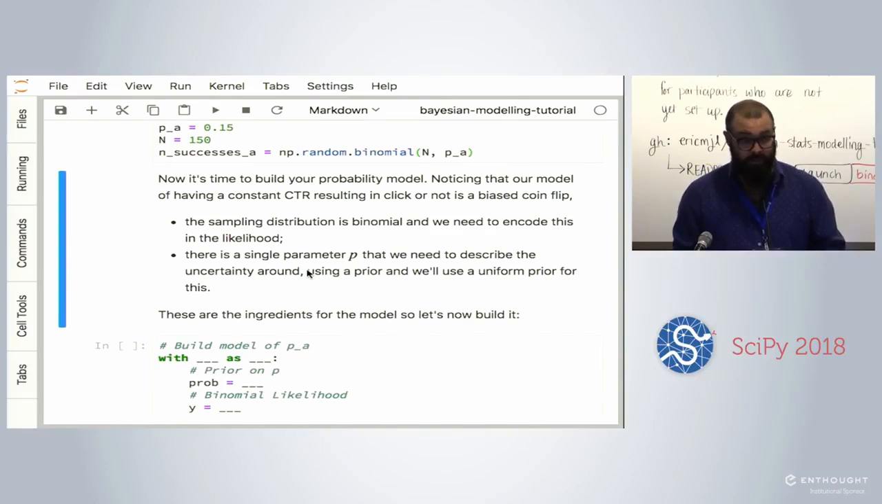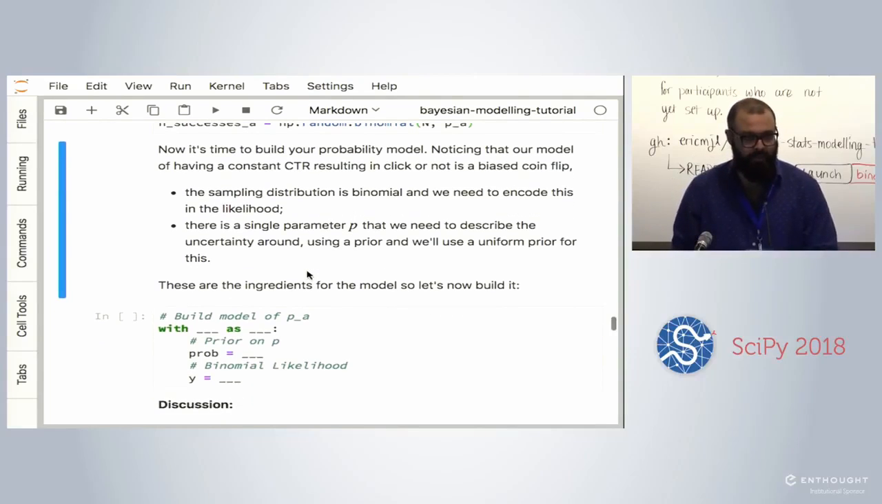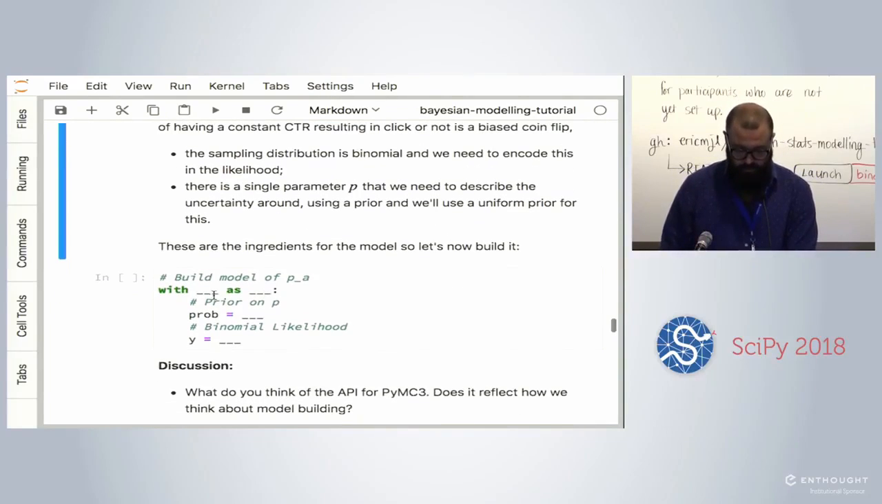Now there's a single parameter. We've got n, so there's a single other parameter p, which we're trying to estimate, that we need to describe the uncertainty around, the probability, the click-through rate. So we're going to use a prior, and we'll use the uniform prior for this. You can use whatever you'd like. But in PyMC3, all I need to do is specify uniform. You can specify something else, and as we'll see, it's relatively straightforward.